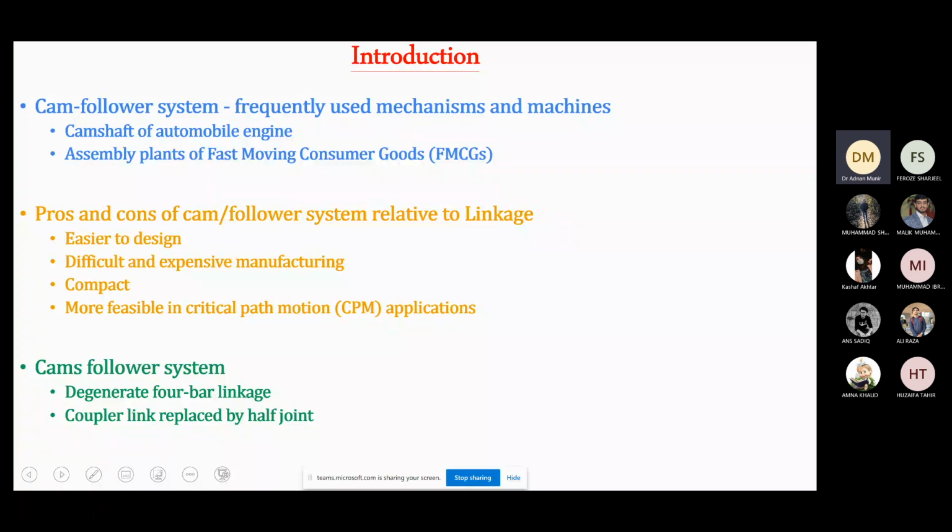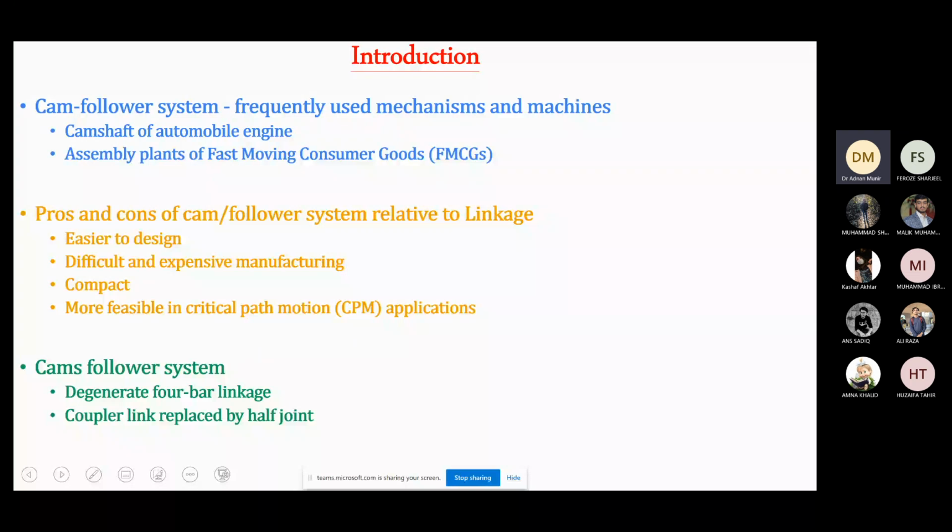Assembly plants of fast moving consumer goods are basically conveyor belts where a cam follower system can be utilized. The pros and cons of cam follower systems relative to 4-bar linkages: it is easier to design because it has fewer parts, only a cam and a follower. On the other hand, it is difficult and expensive to manufacture because of the tools required. It is compact. Again, this is a benefit.